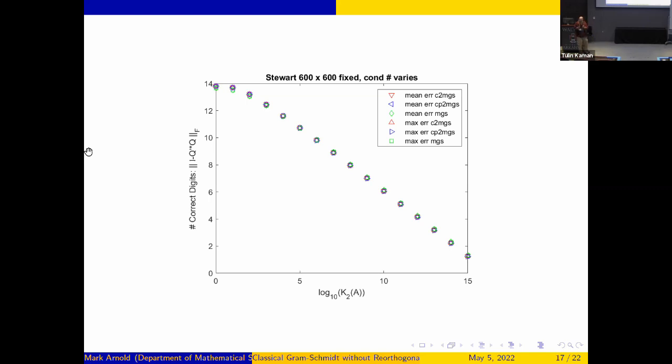And so the condition number of this 600 by 600 matrix is fixed ahead of time. And the singular values are spaced geometrically. So one singular value divided by the next smaller one is constant across the whole singular value spectrum. And so what we're looking at is the number of correct digits, so going in the up direction is good. I'm looking at the number of correct digits in this orthogonality here.